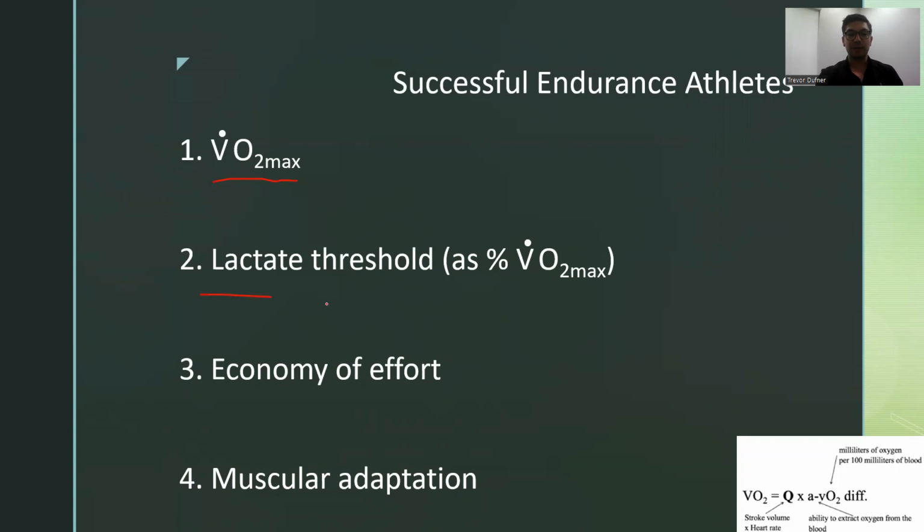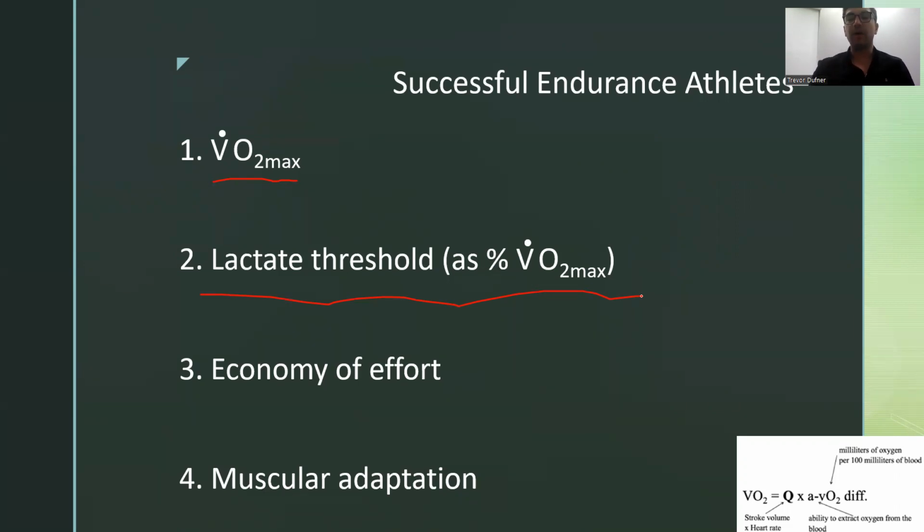Next is your lactate threshold, as a percentage of VO2 max. You want your lactate threshold to be high. Think of lactate threshold as the maximal capacity that you can work before you begin to fatigue rapidly. And then your economy of effort. You want to make sure that at any given work rate, you are working at your most economical. If athlete B is using less energy than athlete A to do the same amount of work, athlete B is said to be more economical.